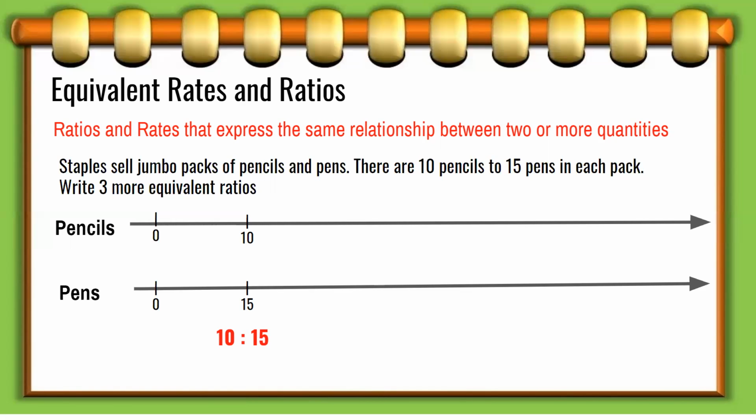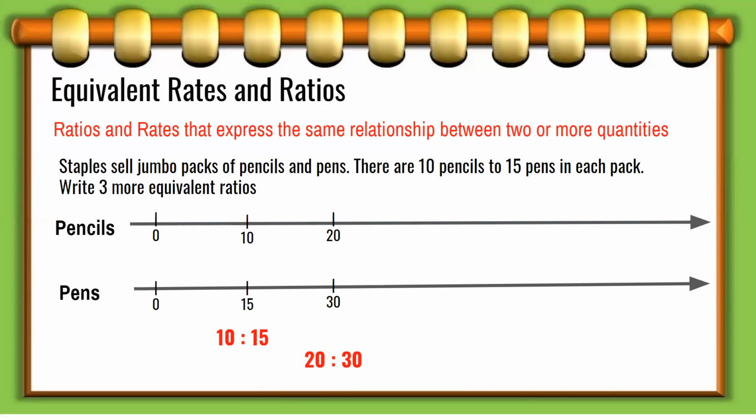Well, now what if I wanted to buy 2 jumbo packs? How many pencils and pens would I get? Well, the same number of pencils and pens would come in each pack. Now I would just have 2. So now the total number of pencils I have would be 20, and the total number of pens I would have would be 30. And I could write my ratio 20 to 30. Again, same amount of pencils and pens in each pack, I just doubled the number of packs. What if I wanted to write another ratio?